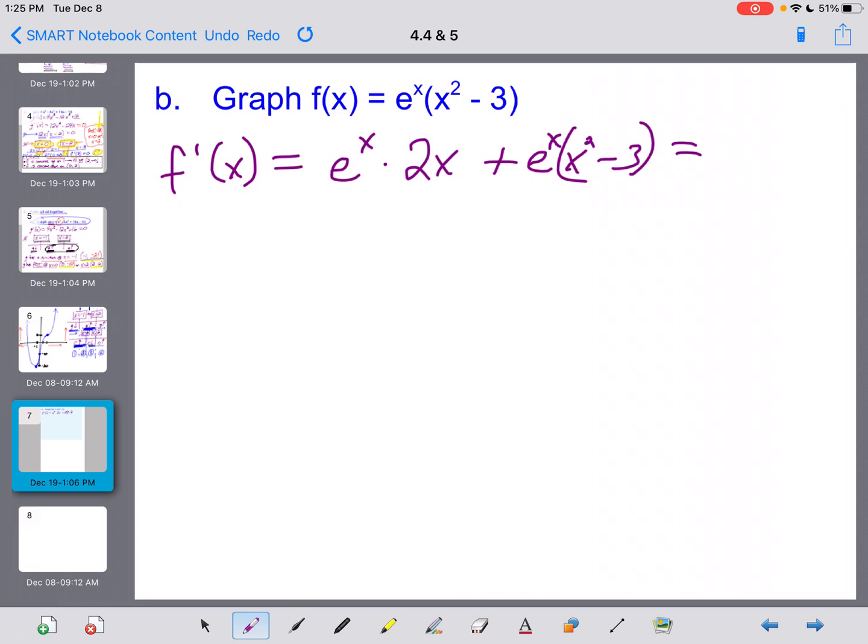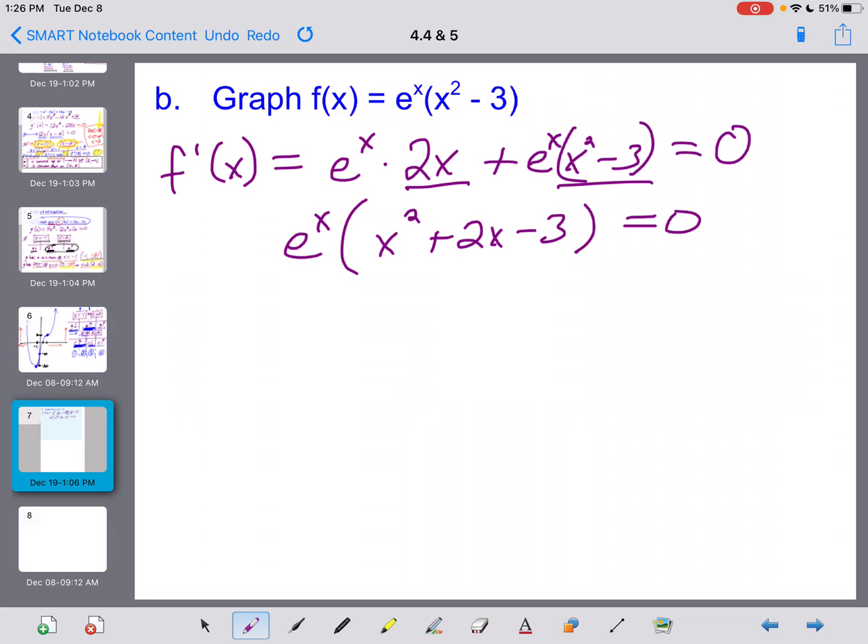We're going to set that derivative equal to 0 and attempt to solve it. So the first thing I'm going to do is factor out the e to the x and see what's left over. That leaves me with a 2x plus the x squared minus 3. And I'm going to reorder that as an x squared plus 2x minus 3 is equal to 0. So we've started factoring, but we haven't finished it yet. So let's try to do that. Okay, one more time here.